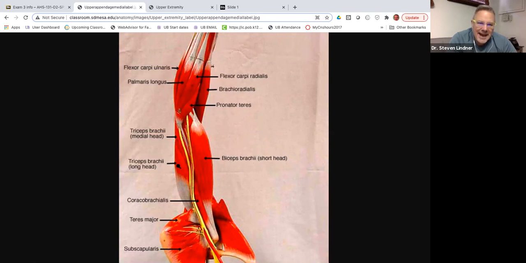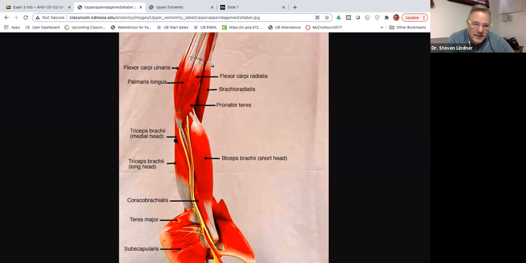As we move back to the posterior part, the antagonistic muscle would be the triceps brachii. And what we can see here is triceps means three. So there is a long head, there's a medial head, and there's also a lateral head. But the lateral head, you can't see from a medial perspective. You'd have to be looking at it from the opposite view on the lateral side of the arm.